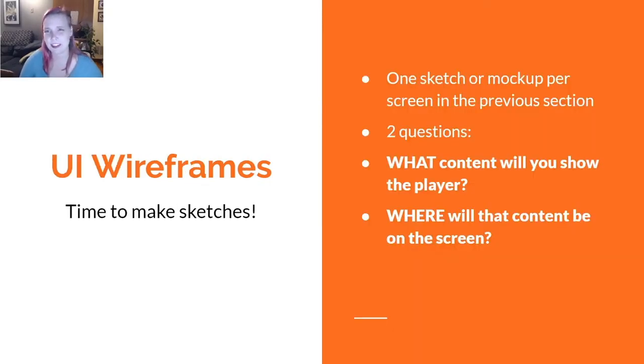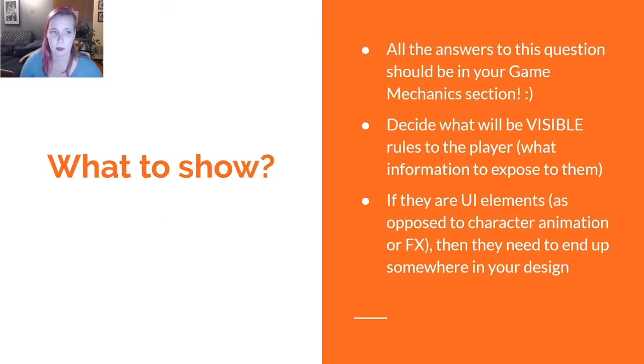All right, so given all of these different kinds of screens, different kinds of UI elements and things that we've looked at, what are you actually going to be making? If you're doing the UI design portion of the GDD, you'll be making one sketch or mock-up per screen in the previous section. So when you have identified your screen flow, how many screens are in your game, you'll make a sketch for each one, and you'll answer two questions. What content will you show the player, and where will that content be on the screen?